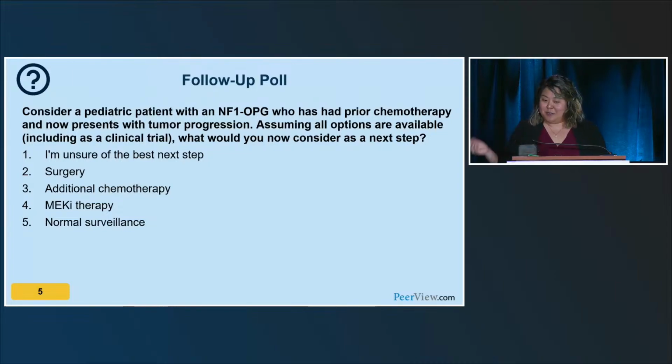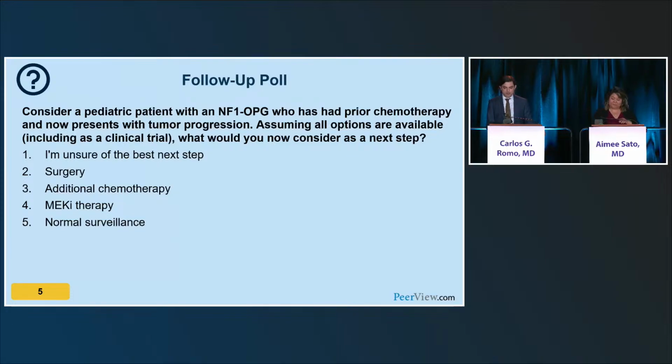And with that, we'll follow up with our last poll. Okay, so this pediatric patient with an NF1-associated optic pathway glioma with chemotherapy and tumor progression, assuming that all options are available in clinical trials, what would you consider the next step for this particular patient?